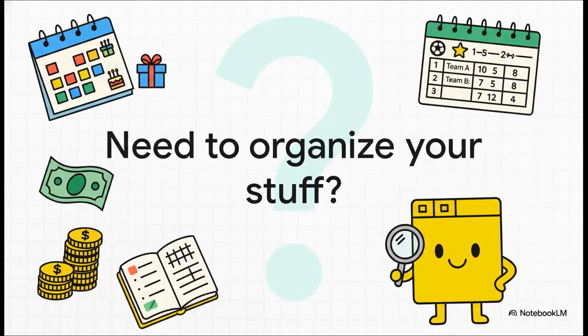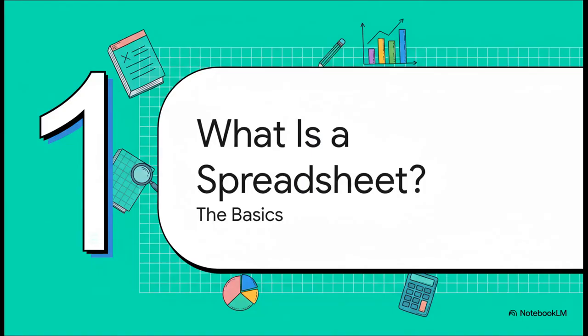I mean, let's be real. Whether you're trying to keep track of your friends' birthdays, figure out where your pocket money's going, or even just tally up scores for a game night, things can get messy fast. We all have information we need to keep straight. So how do people manage all this data? The answer, my friends, is a powerful tool called a spreadsheet. This is the secret weapon behind everything from a simple class schedule to a massive company's budget. So let's peel back the curtain and figure out what a spreadsheet actually is.